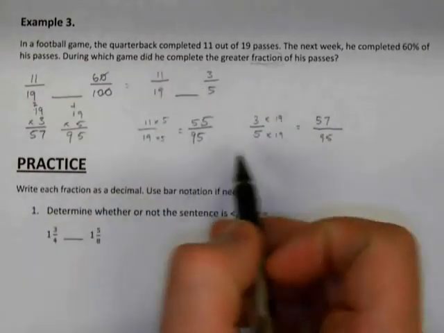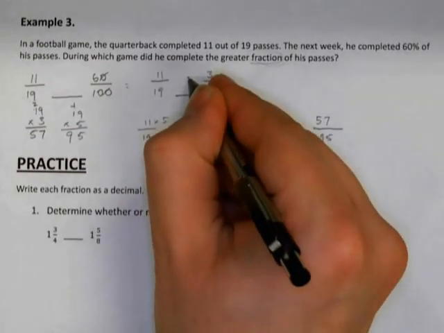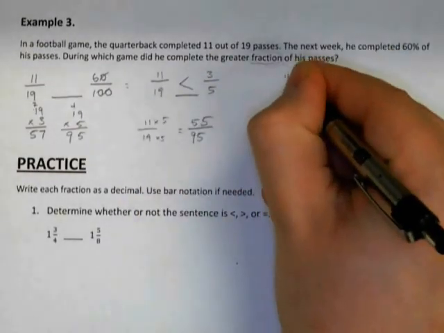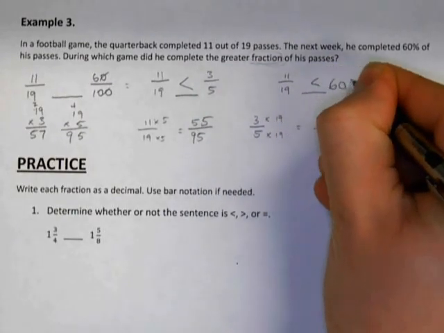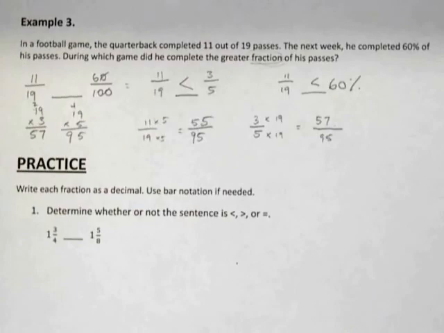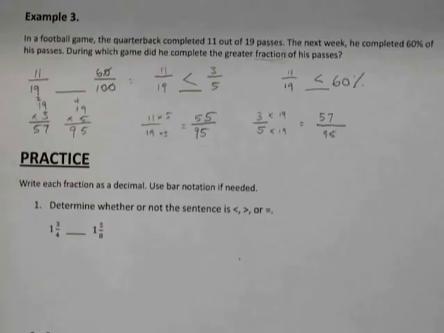Therefore, we know that 3/5 has to be greater. So 11 out of 19 passes is less than 60%. And we solved it. The quarterback did better the next week. The end.